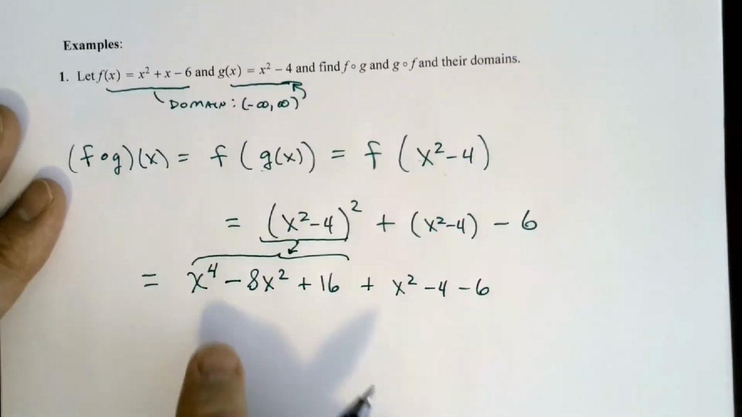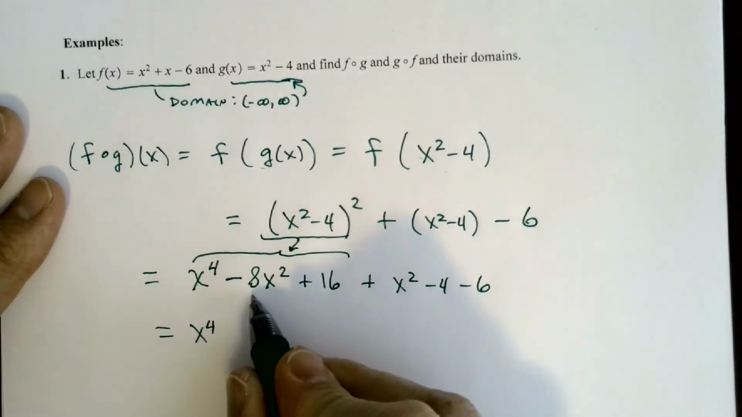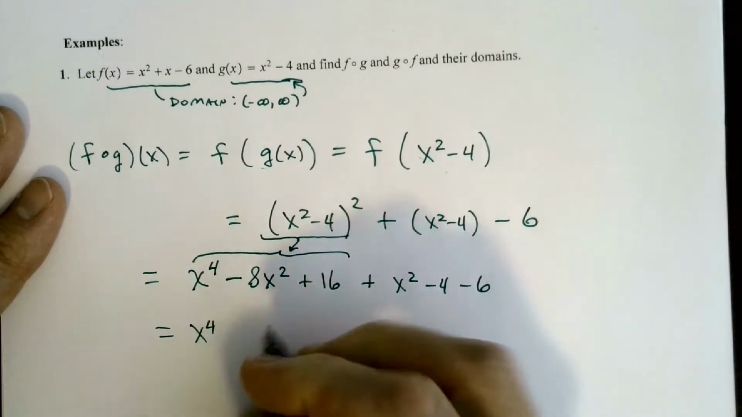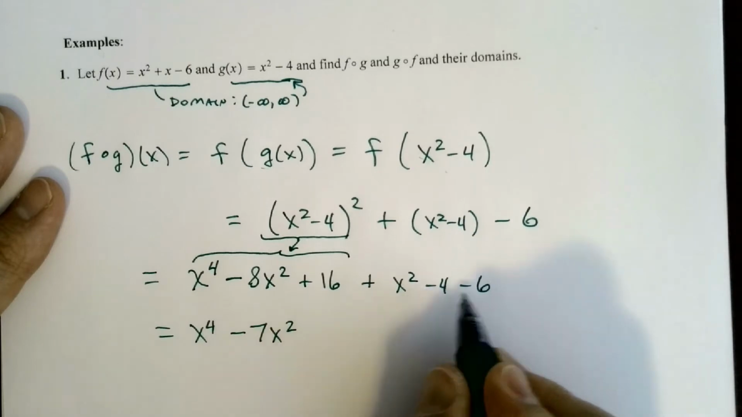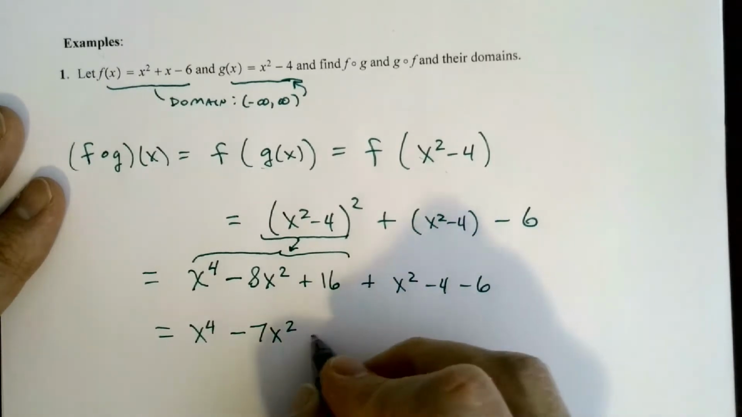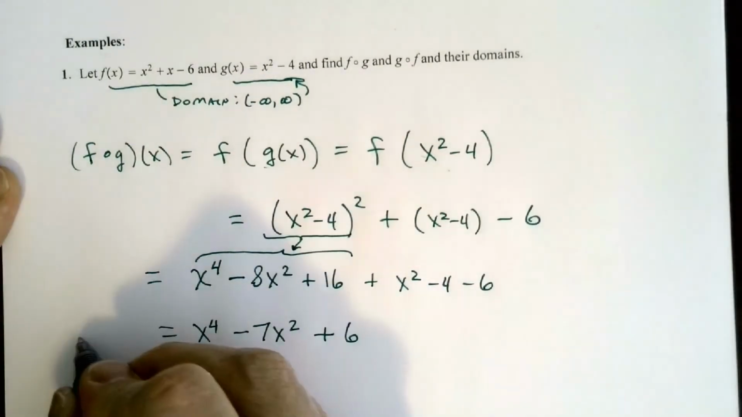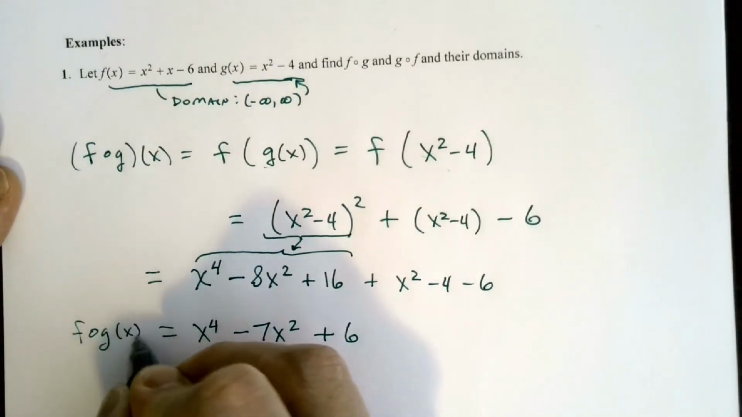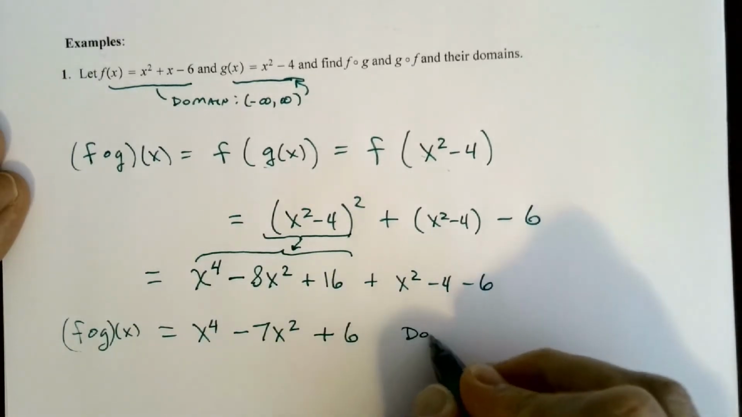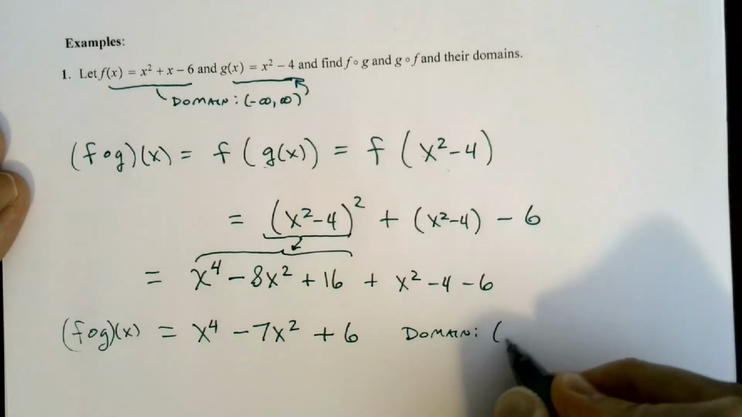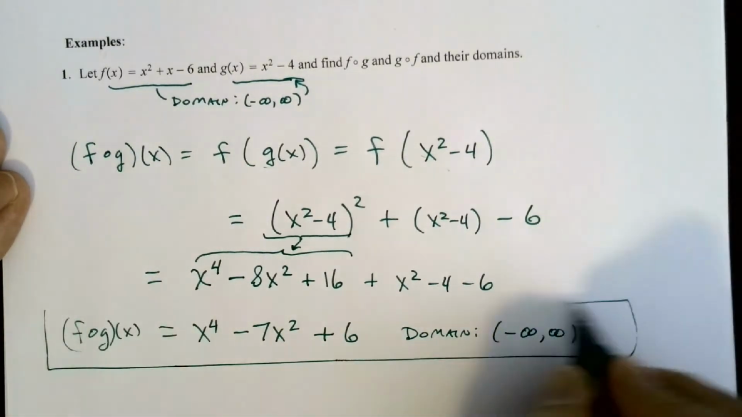Okay. Combine like terms. Well, there's only x to the 4th, no other x to the 4th. I do have negative 8x squared plus x squared. That's negative 7x squared. And I have 16 minus 4 minus 6. 16 minus 10 is just going to give me 6. So there's f circle g of x, the composition of f with g. And so again, the domain, what was that? As we addressed, all real numbers, because the domains of f and g are all real numbers.